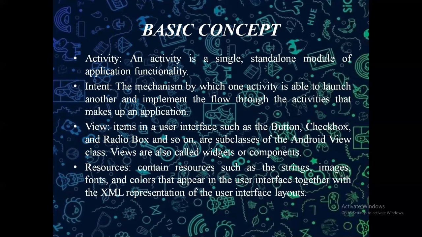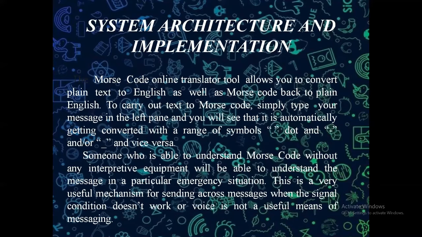Next is the view, which is a user interface element such as a button, checkbox, and radio button, and so on. These are subclasses of the Android View class, and a view is also called a widget or component. Next is resources, which contain things such as strings, images, fonts, and colors that appear in the user interface, together with the XML representation of the user interface layout. And next is the system architecture and implementation.